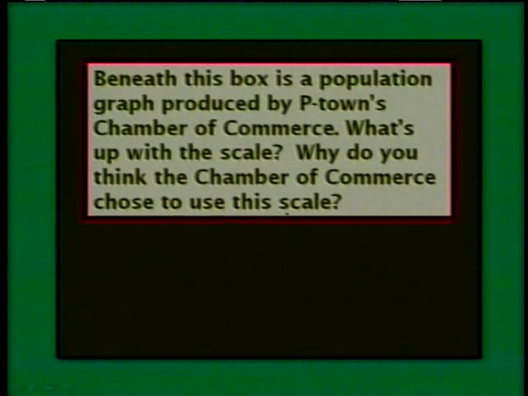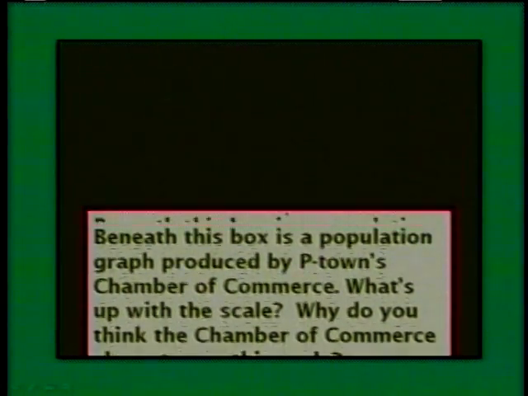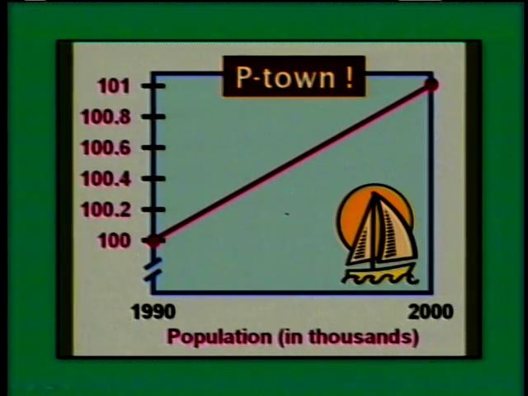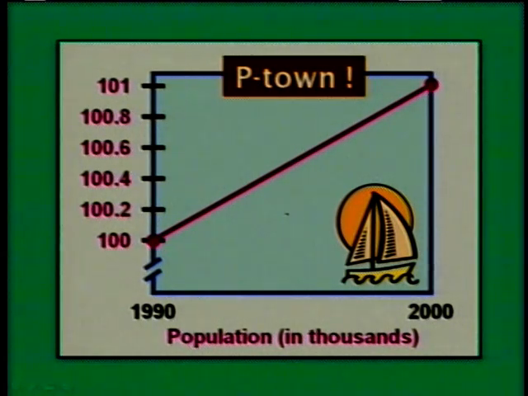Beneath this box, though, is a population graph produced by P-town's Chamber of Commerce. What's up with the scale, and why do you think the Chamber of Commerce chose to use this scale? Well, let's get familiar with this graph here. Let's first note that rather than defining their horizontal axis as some number of years from 1990, they've just said that the leftmost point is 1990 and the rightmost point is 2000. This is very common in publications when you have years on your horizontal axis.